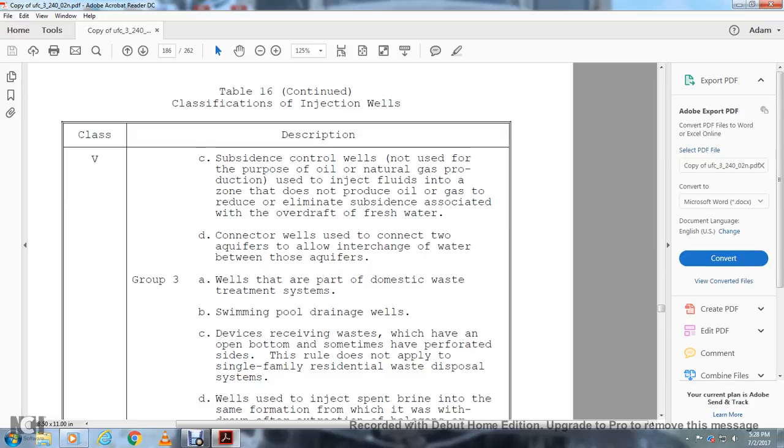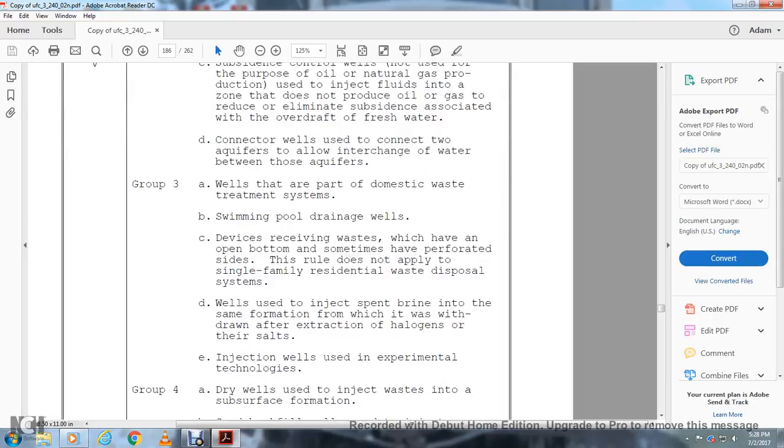Connector wells are used for the connection of two aquifers to allow interchange of the water between the aquifers. Class 5, Group 3: wells that are part of the domestic wastewater treatment system, swimming pool drainage wells receiving waste that have been opened at the bottom, sometimes with a perforated side, but the rules do not apply to the single-family residential waste disposal system.